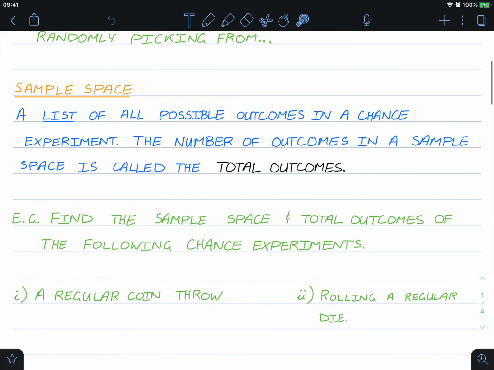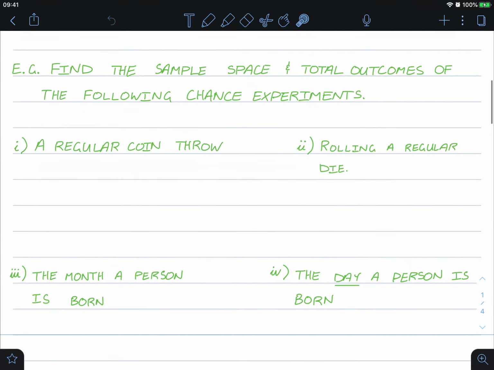Sample space. The sample space is a list, a very important term here. It's a list of all possible outcomes in a chance experiment. The number of outcomes in a sample space is called the total outcomes. So let's find the sample space and total outcomes of the following chance experiments.